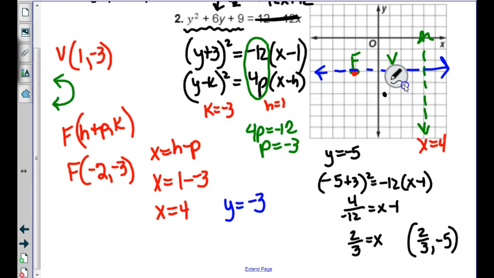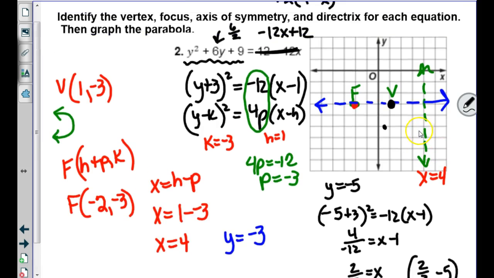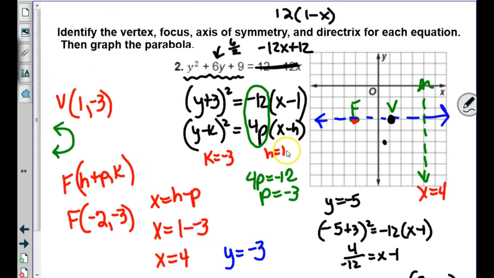P was -3. The negative just makes it open to the left. The absolute value of P, that distance, is still a big number, so it's wide. I didn't hit my dots very well.